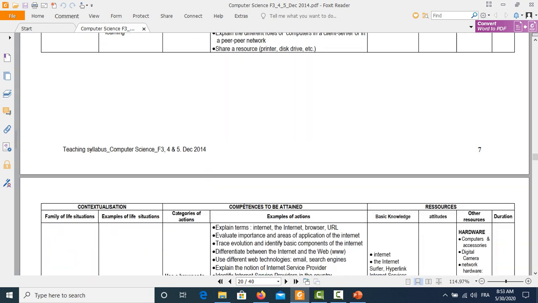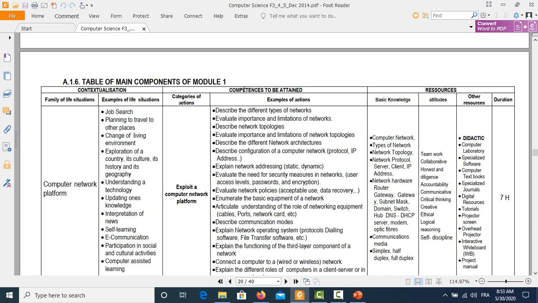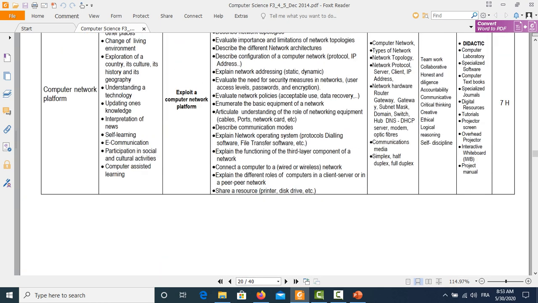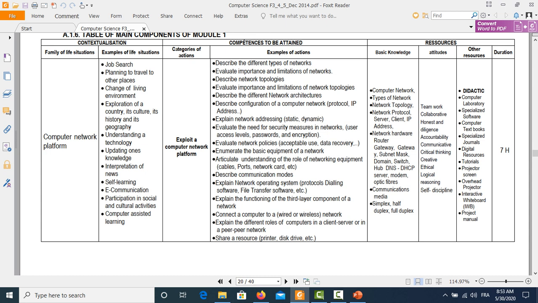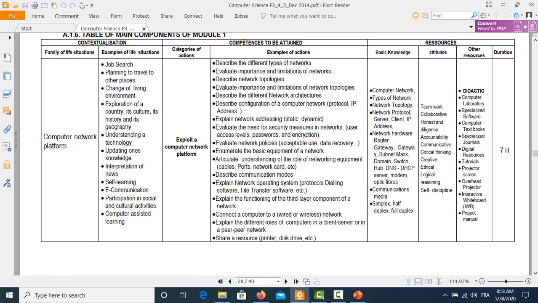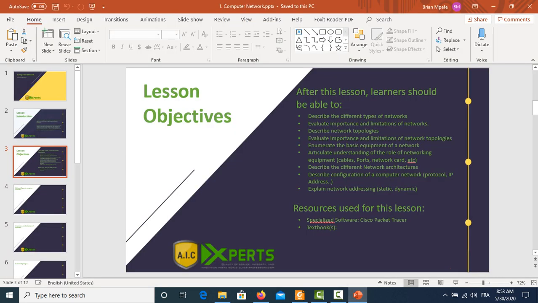Since I said it was a huge lesson, this is actually the lesson: exploiting a computer network platform. I divided it into two, computer network and then exploiting a computer network, intentionally, so that I could break this down into two lessons and teach them separately. So these are the objectives of the lesson, and you can see here, describe the different types of networks, evaluate importance and limitations of networks. So it's the same lesson objective I've taken.